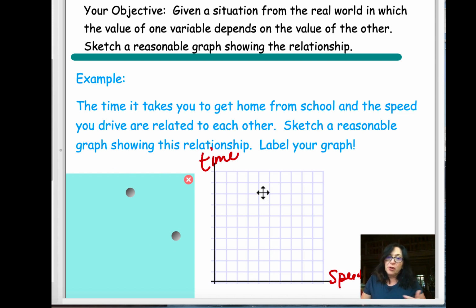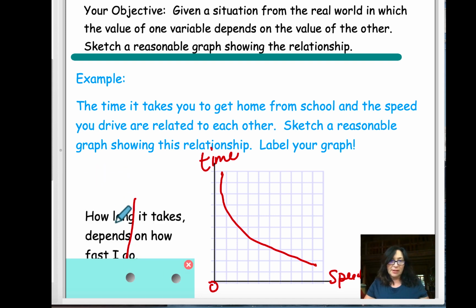So in this problem, you're sketching a reasonable graph. Now you've got to remember, I have no time. So at 0 speed, no time has gone by, right? So basically, we would start a little bit off of the axis, okay? And then the faster I go, the less time it's going to take. So as I'm moving over this way, the less time it's taking. So this would be something like this, right? Okay, and then what does this depict? This just basically says how long it takes depends on how fast I go.